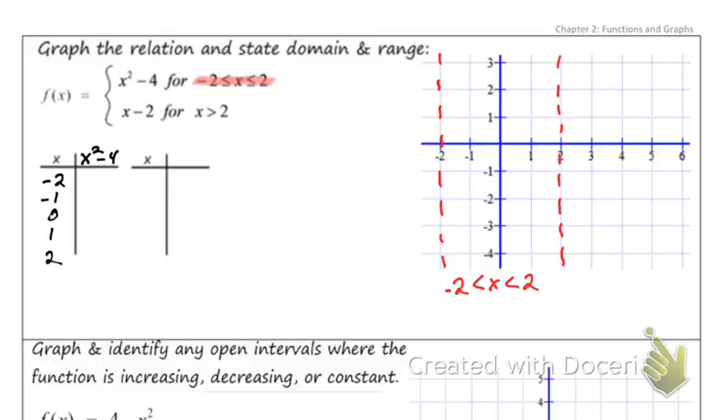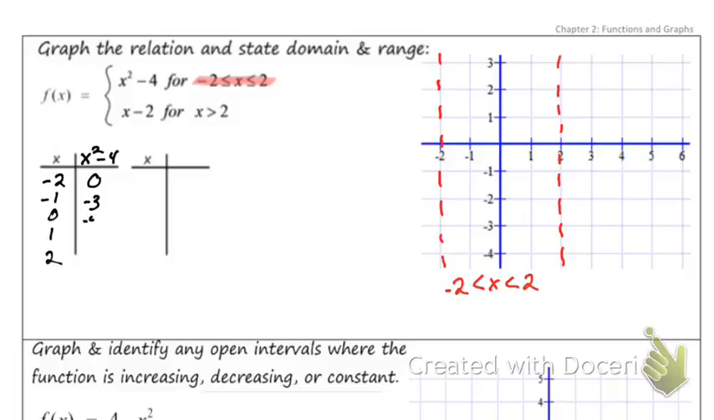So when I plug negative 2 into x squared minus 4, I get negative 2 squared, which is 4, right? Because a negative squared is positive. I have 4 minus 4, which gives me 0. Negative 1 squared is a positive 1, minus 4 is a negative 3. 0 squared is 0.